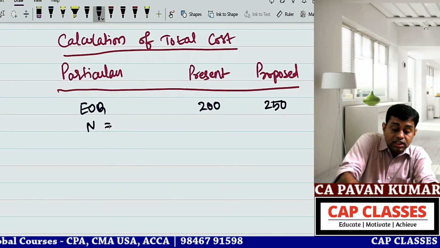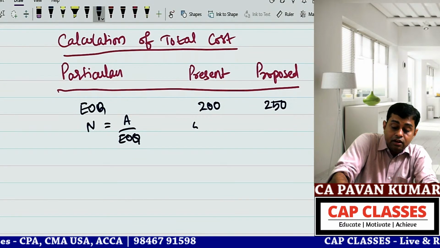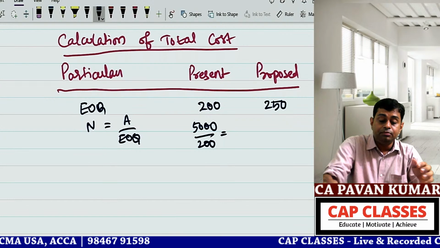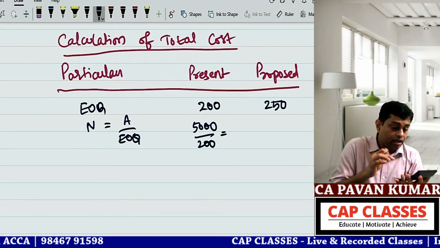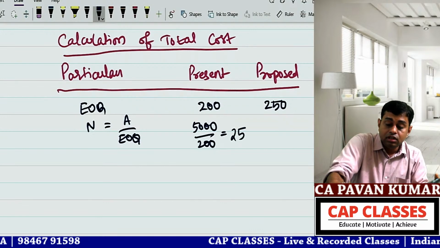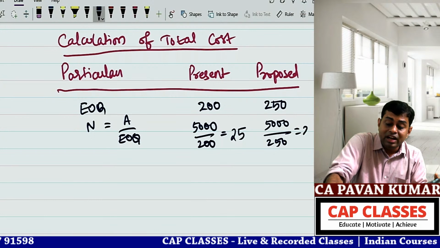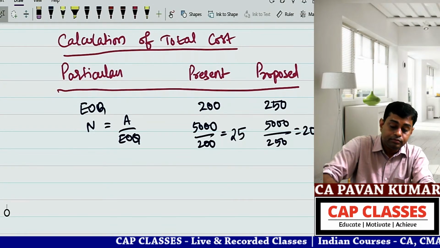Number of orders N is equal to A by EOQ. What is A? 5000 divided by 200 is equal to how much? It is 25. Here 5000 divided by 250. It should be 20. Number of orders will be 20.